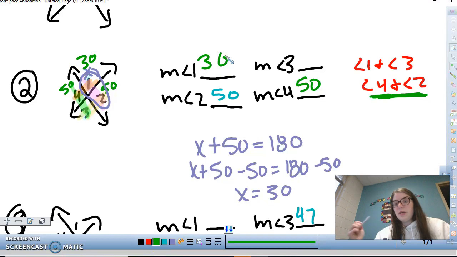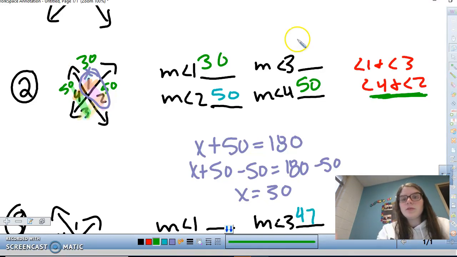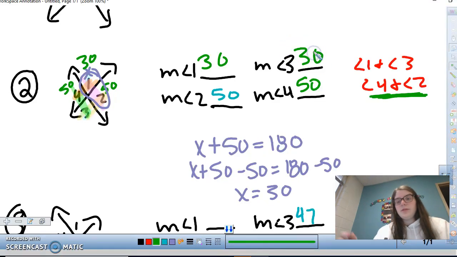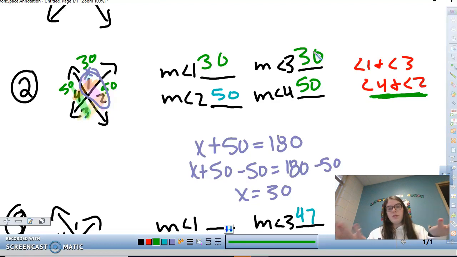And because angle 1 is 30 degrees, angle 3, since those are vertical angles, is also going to be 30 degrees. So we're combining the supplementary and the vertical angles together to be able to solve this whole problem. So let's look at the next one.